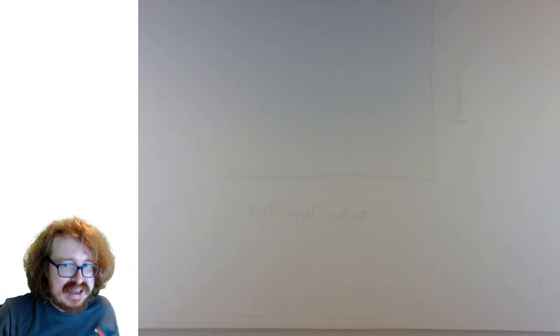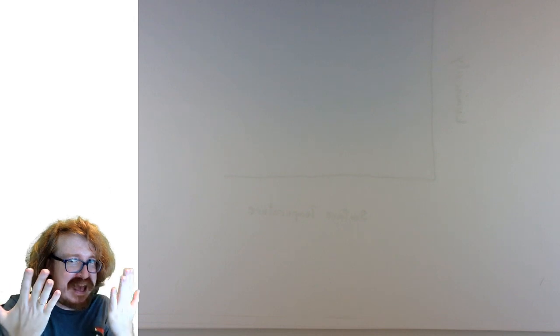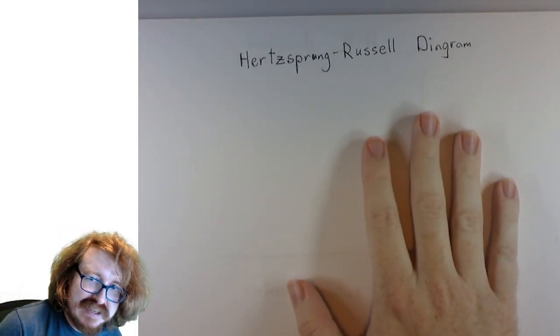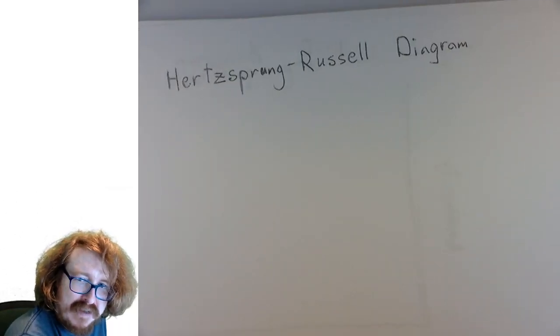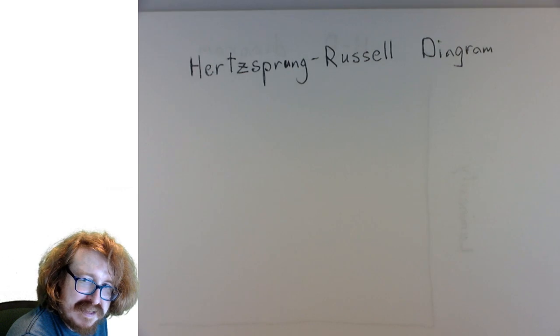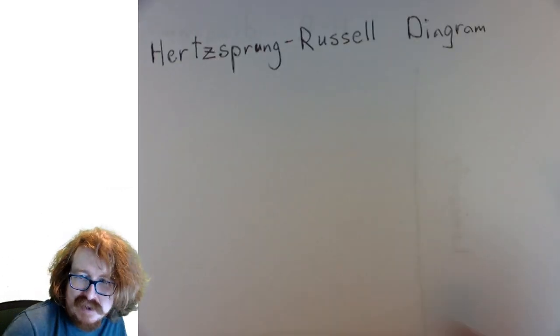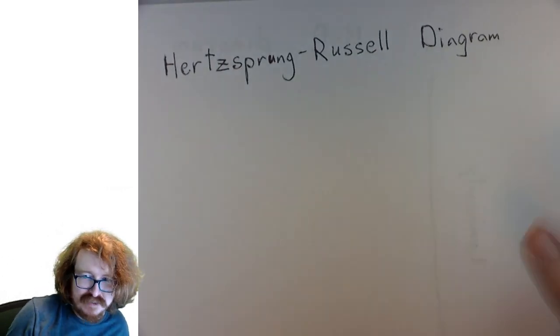Hertzsprung-Russell diagram. You don't know how much I had to practice in order to say that right. And in case you want to know how to spell it, here we go. It's the Hertzsprung-Russell diagram. I even wrote this ahead of time because I did not trust myself to spell it correctly in real time.